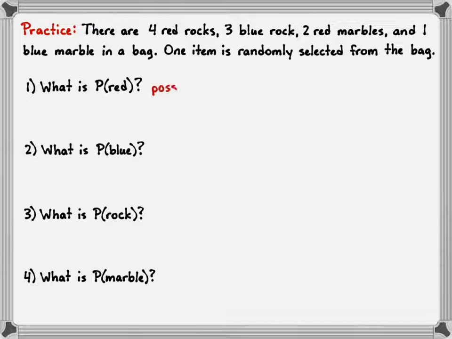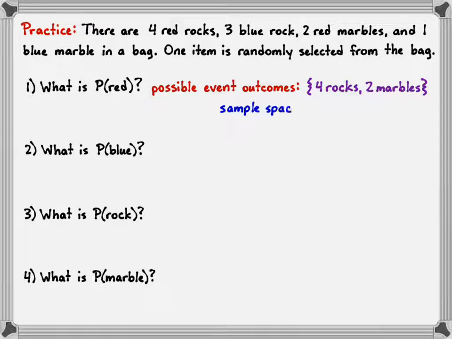Well, we're going to list out our event space and our sample space. So all the possible event outcomes, all the things that I want to have happen, well, I want it to be red. That happens because I have 4 red rocks and I have 2 red marbles. So that's my event space. My sample space is everything. So if you were to simplify this, you would say that you have 7 rocks and 3 marbles.